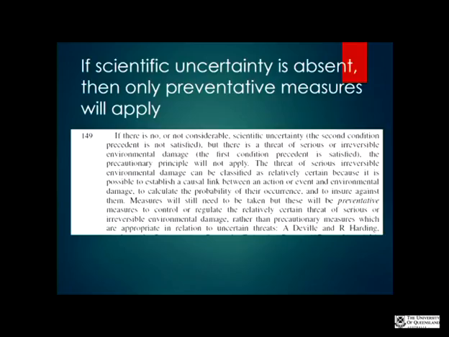If there's no scientific uncertainty, then you can't apply the precautionary principle. So in this case, the court came to the conclusion that there was no scientific uncertainty, which meant it just came down to, is there a threat of serious, irreversible environmental damage? And if so, are there measures that can be taken to prevent or to minimise that threat of serious or irreversible damage, which is just your normal decision-making process that you would see under the legislation. So you have to have scientific uncertainty in order to apply the precautionary principle.